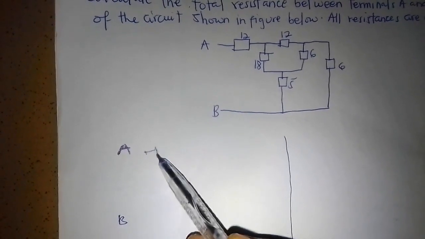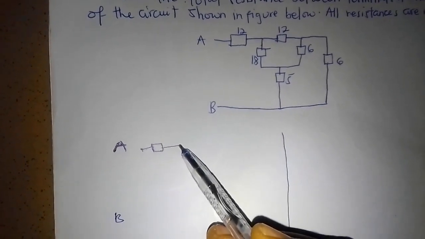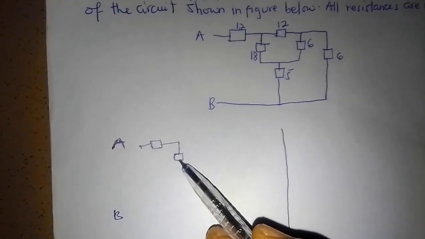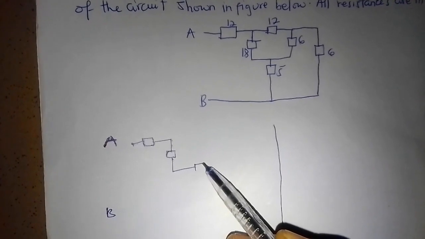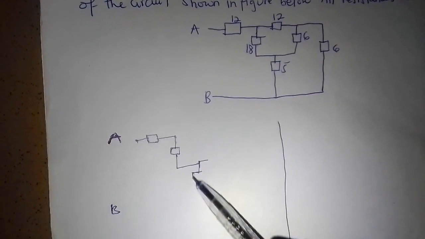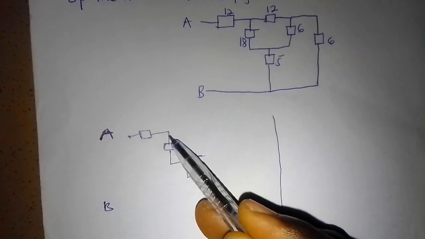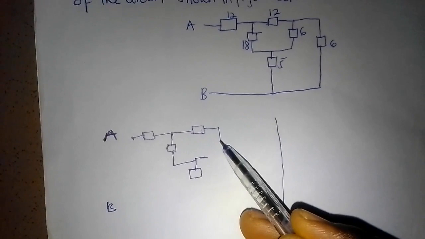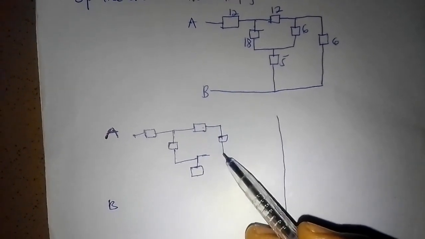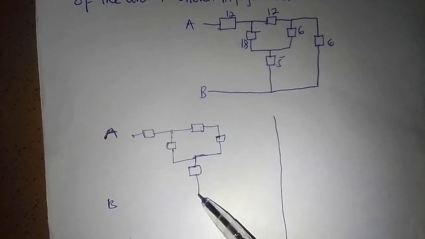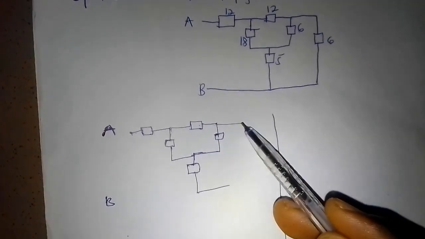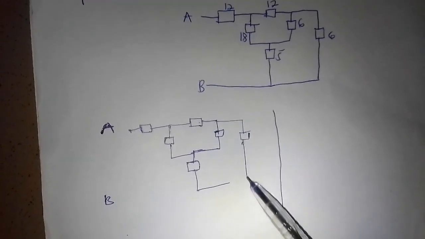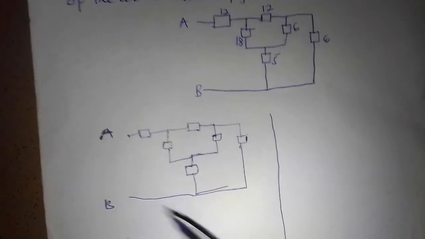So A moves to the 12, moves down here to this one, and this one also comes down to form this, then finally this goes here, this also comes here, this comes to join. So take care when you are redrawing so that you draw the right diagram. I'm finally done with my redrawing now.